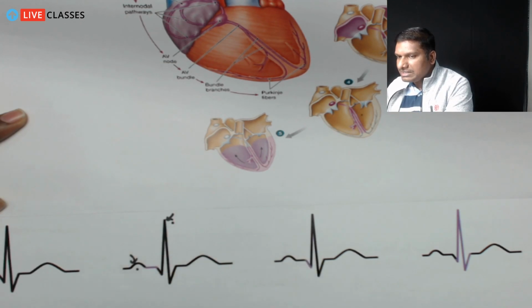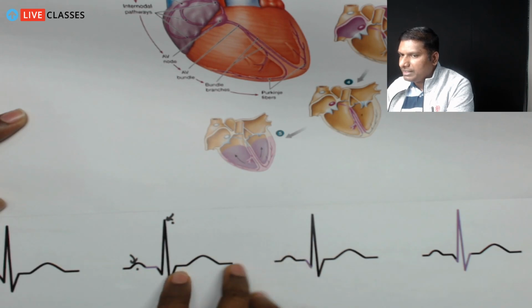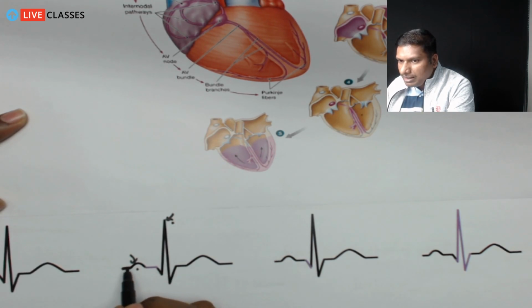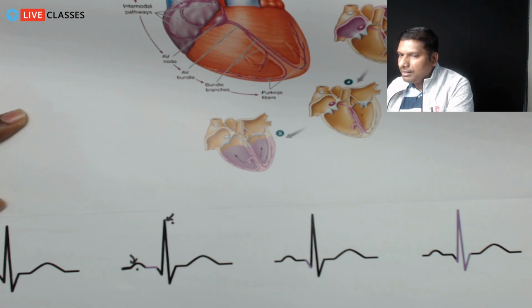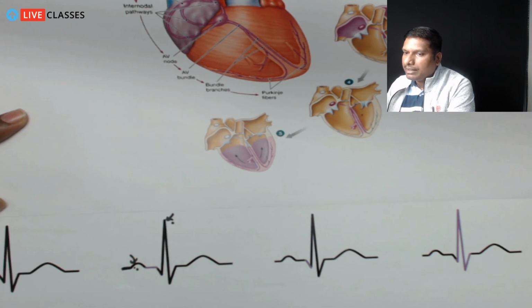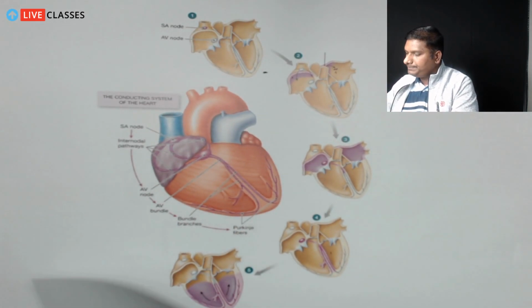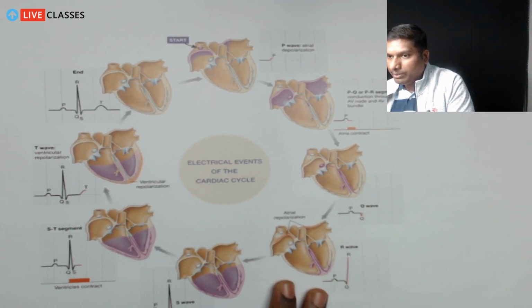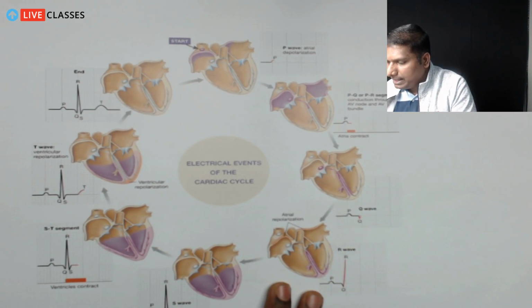Okay, so we'll see step by step how this graph is actually generated, which part of the graph is related to which electrical signal. That's what we're about to see: which part of the graph is related to which electrical event. So we're about to see the electrical events of the cardiac cycle.